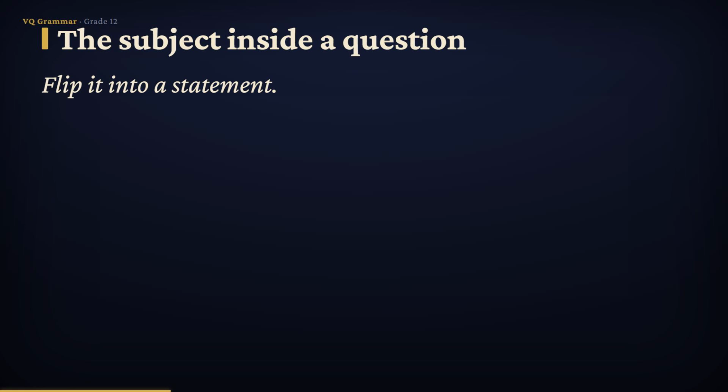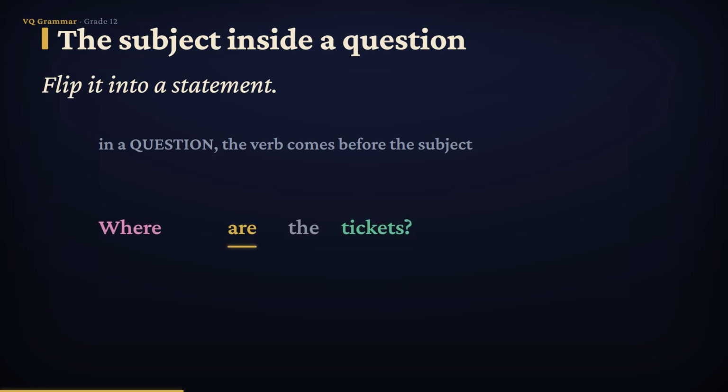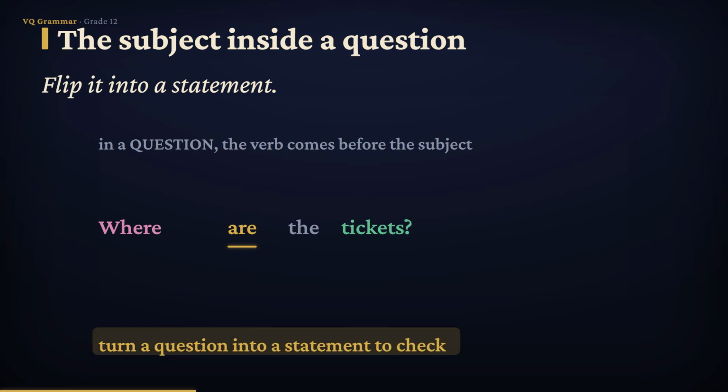Questions invert too, and they trip people up for exactly the same reason. In a question, the verb, or at least a piece of it, jumps out in front of the subject. Look at this one. Where are the tickets? The word where isn't the subject, it's just launching the question. Here's a reliable move for any question. Turn it back into a statement in your head. Where are the tickets becomes the tickets are somewhere. And now the subject and the verb stand side by side, easy to match. The subject is tickets, which is plural, so we need are, not is.